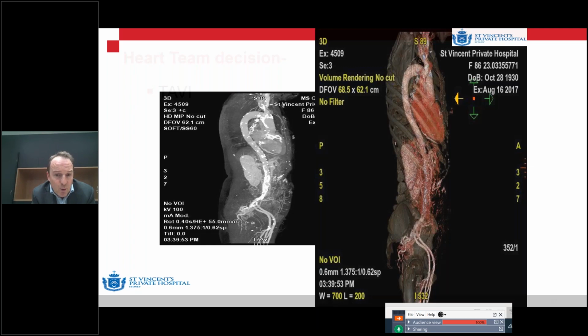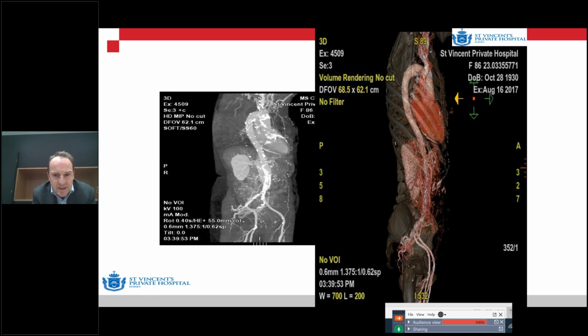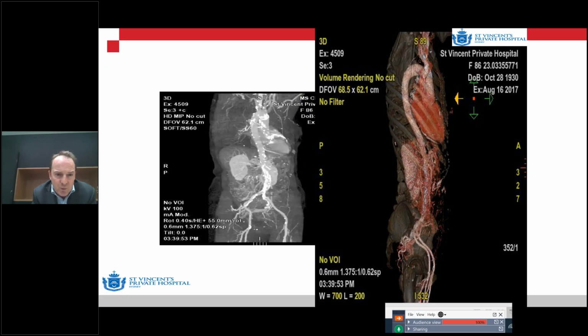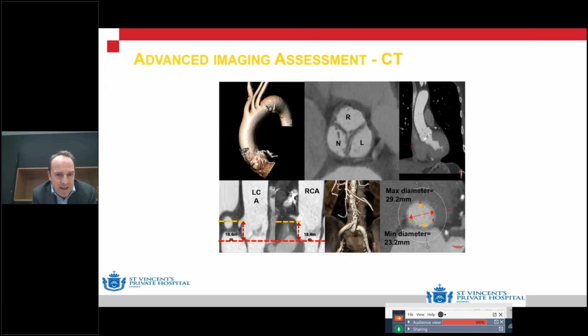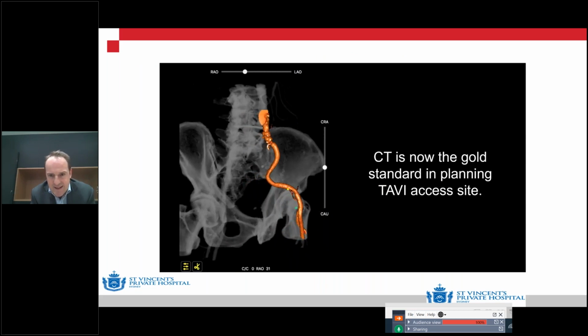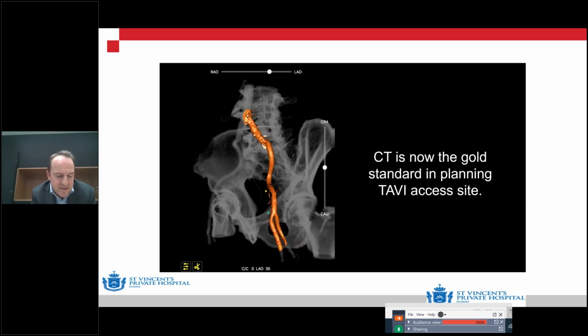When he comes into hospital or prior to his hospital admission, he would have a dedicated TAVI CT scan that you can see here. And the idea of those really is that it gives us all the anatomical information that we need to safely perform the procedure. That includes his peripheral access as well as actually the aortic valve itself to determine the correct size of valve, and the ascending aorta and other anatomy to make sure that we have all the information we need to safely perform a procedure. The CT imaging is actually now gold standard in planning our TAVI procedures, and we really wouldn't be putting patients on the table without having some sort of dedicated CT imaging.